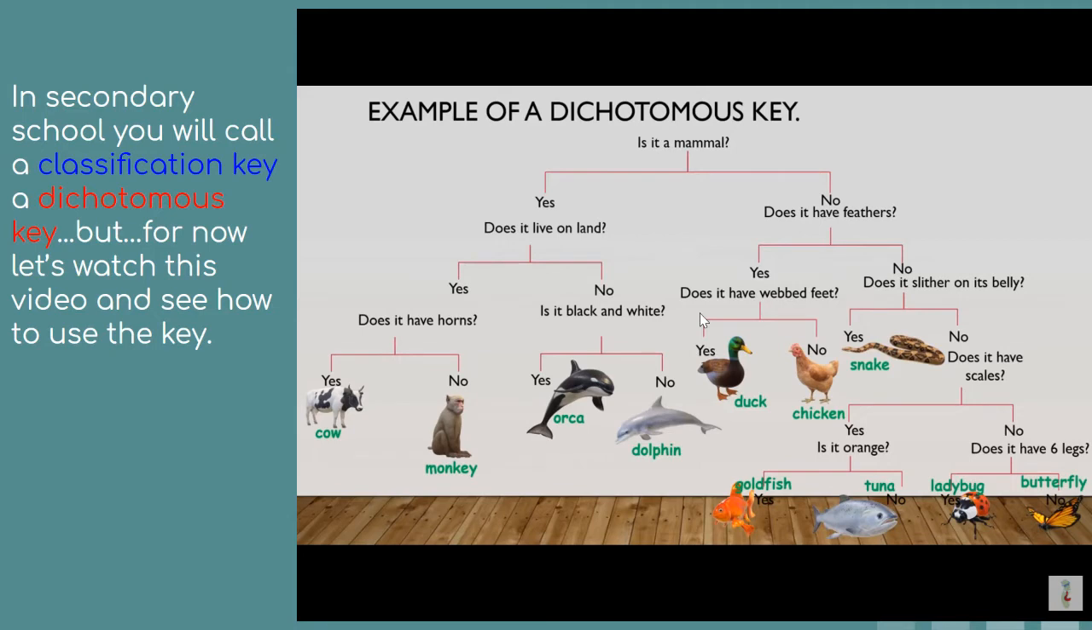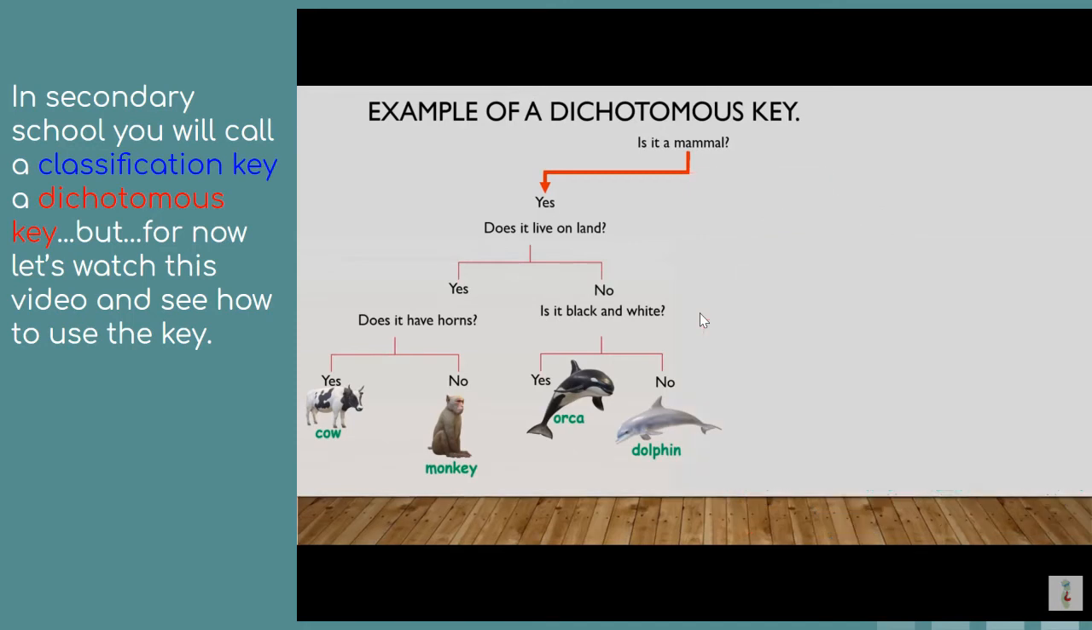Okay, so you're going to ask the first question. Is my unknown animal a mammal? Yes or no? Now you look at it and you reply, yes it is. Based on this answer, you can now disregard the right side of this key, because the right side of this key are the non-mammals. So your answer has led you to this next question.